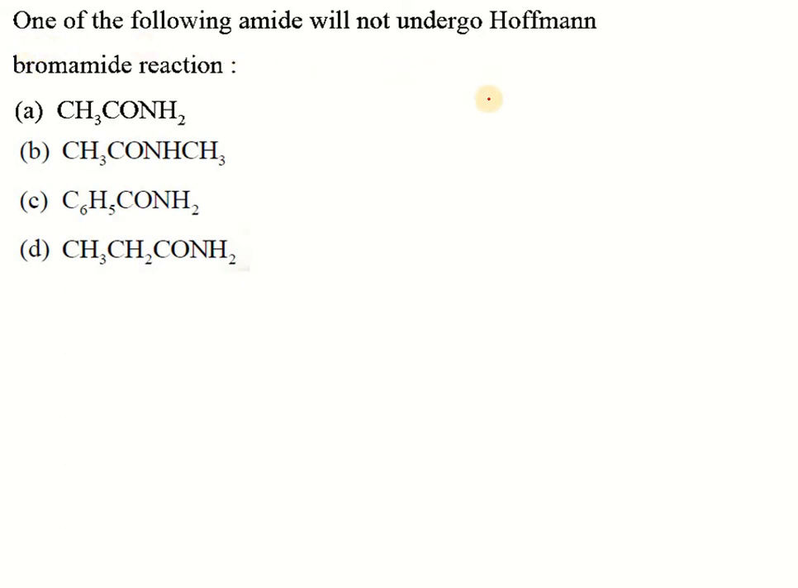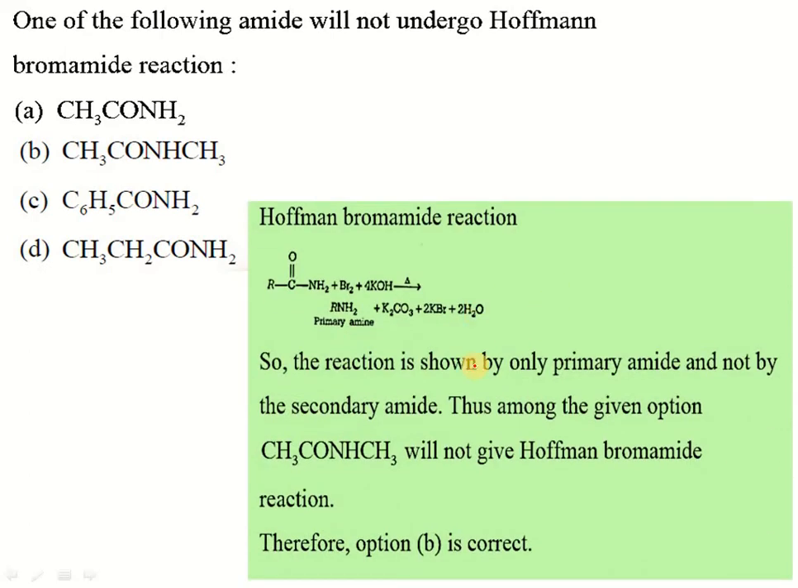Which of the following amides will not undergo the Hofmann bromamide reaction? Usually, you know that primary amines are the products in this reaction, and Hofmann bromamide reaction is shown only by primary amides, not by secondary amides. So among the given options, the secondary amide is the right answer. That means option B is the right answer for this question.